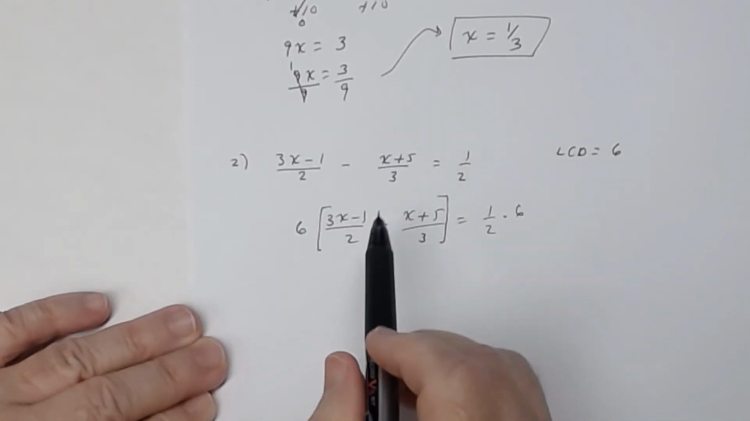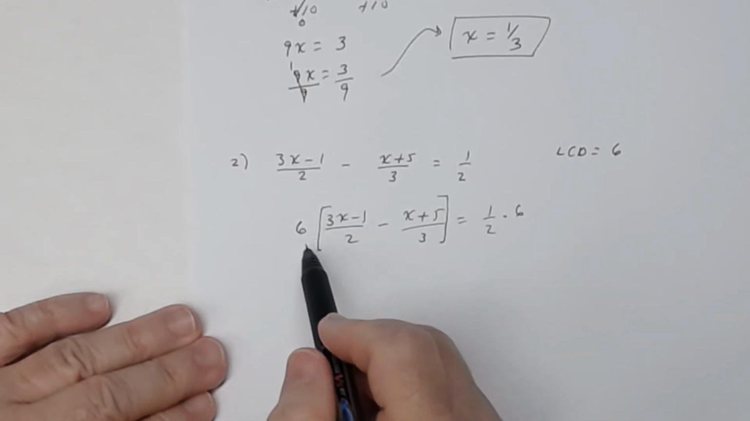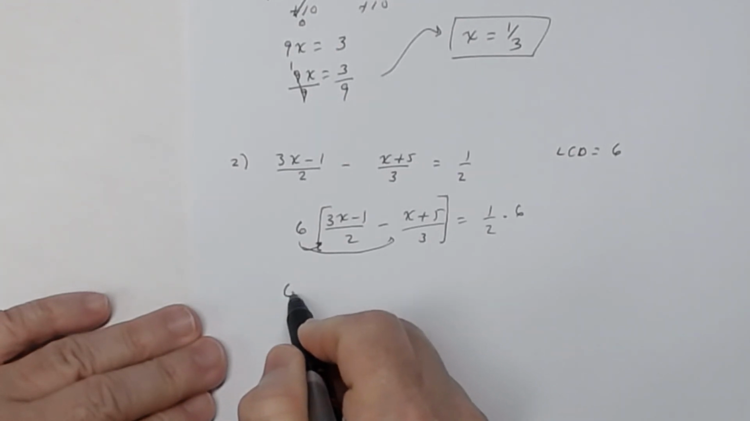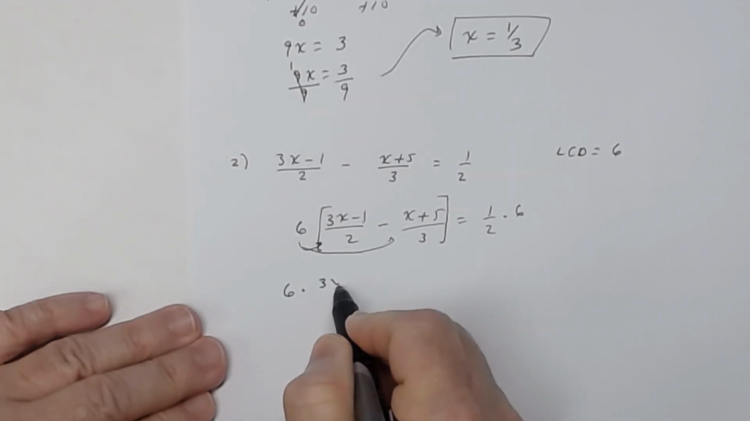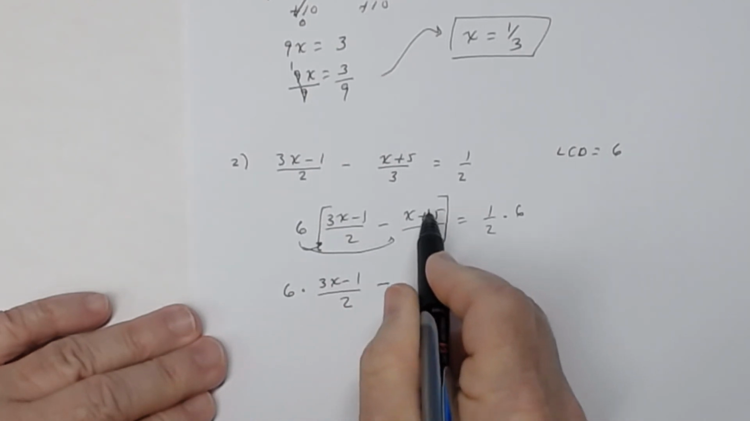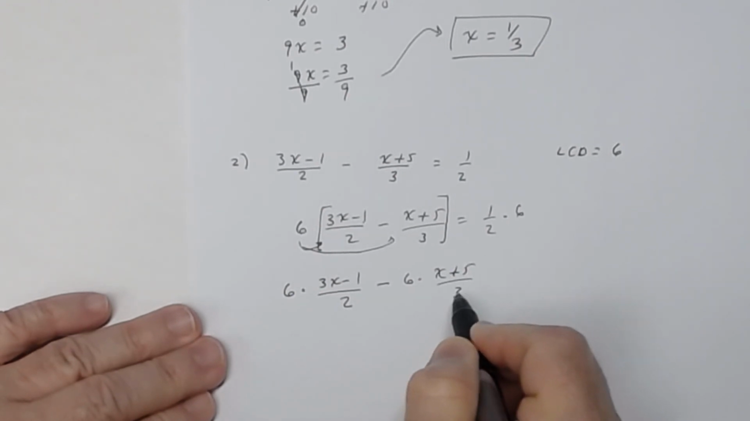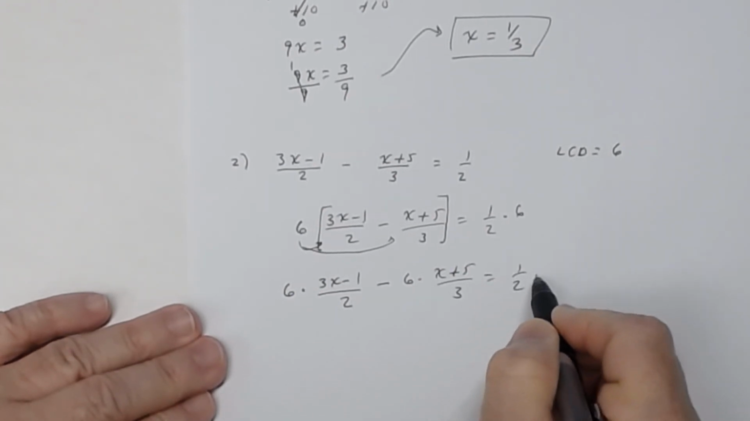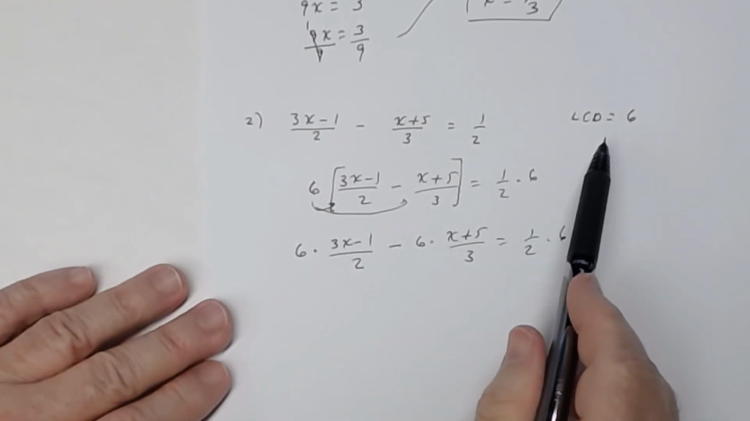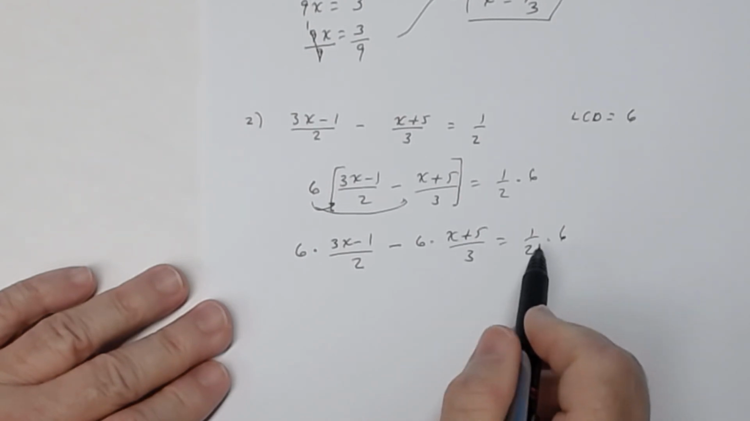Now, just like we did in the previous problem, I've now got to get rid of that bracket. So I'm going to use a distributive property again. So just like this. So this becomes 6 times 3x minus 1 divided by 2 minus 6 times this fraction. So 6 times x plus 5 divided by 3 equals 1/2 times 6. All right, now remember the whole point of multiplying both sides by the LCD is to get these fractions now to be factors of 1.